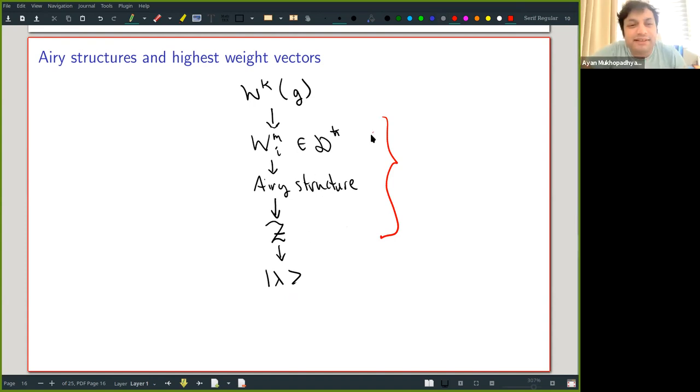Sorry, I have a stupid question here. So maybe I didn't follow it completely. So where does the Whittaker vector fit in this story?